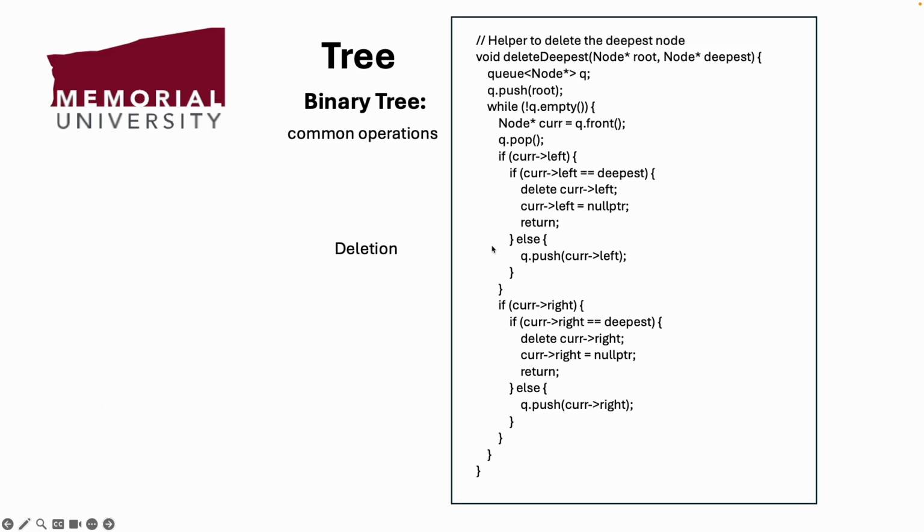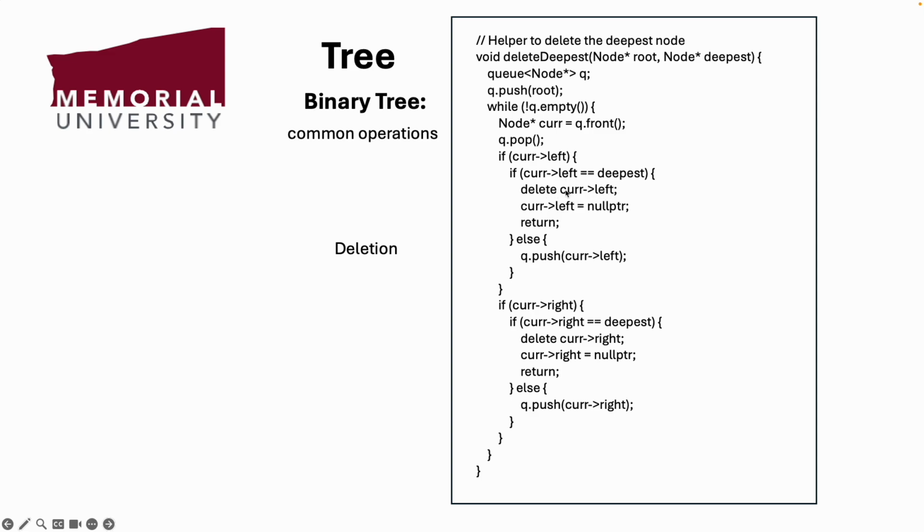Okay, let's take a quick look at this helper function to delete the deepest node. To delete the deepest node, we're using breadth first search to find the deepest node and then process the deletion. So we declare the queue and push the root into the queue. We process a while loop to visit each node based on the level order, and check the left child and the right child, to find the deepest node being processed for deletion.